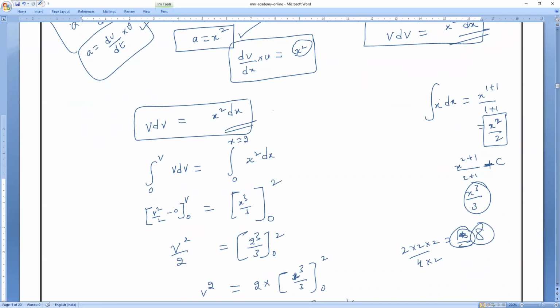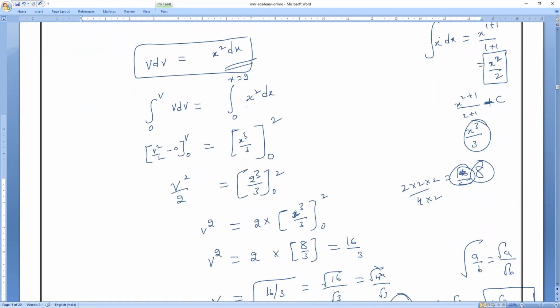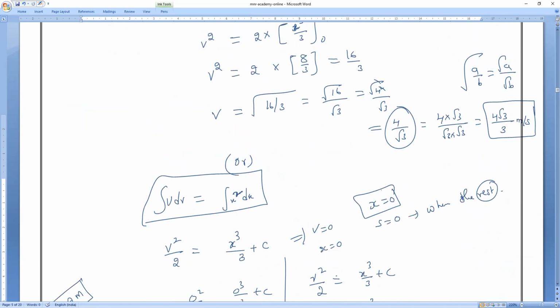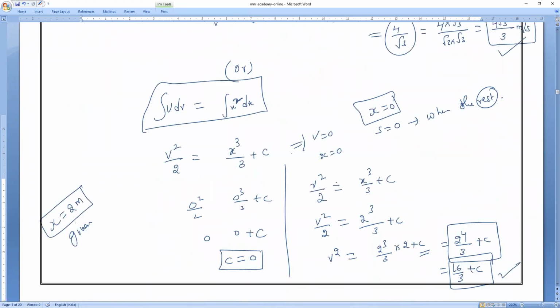Then you can substitute the timings. t equals to 0 to t equals to 2. Normally limits, this is a definite integration. So if you keep on substituting in the definite integration, we'll get the final value. What is the final value? 4 root 3 divided by 3. Clear? That is what.